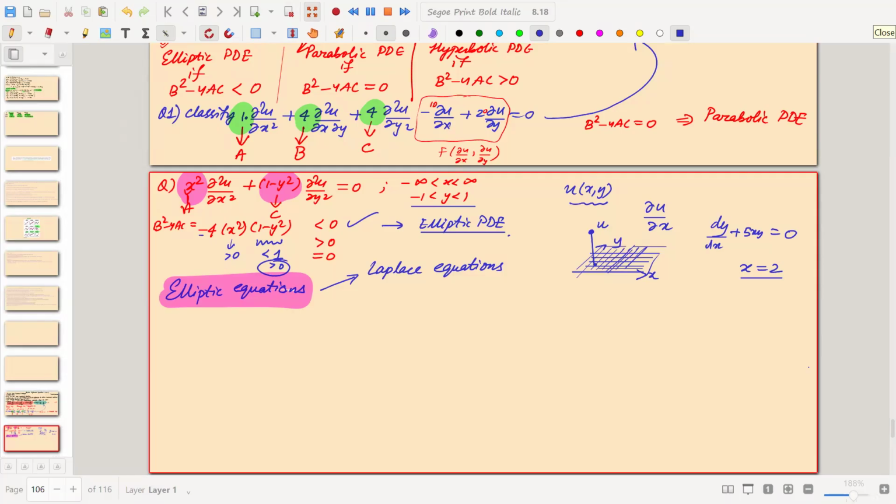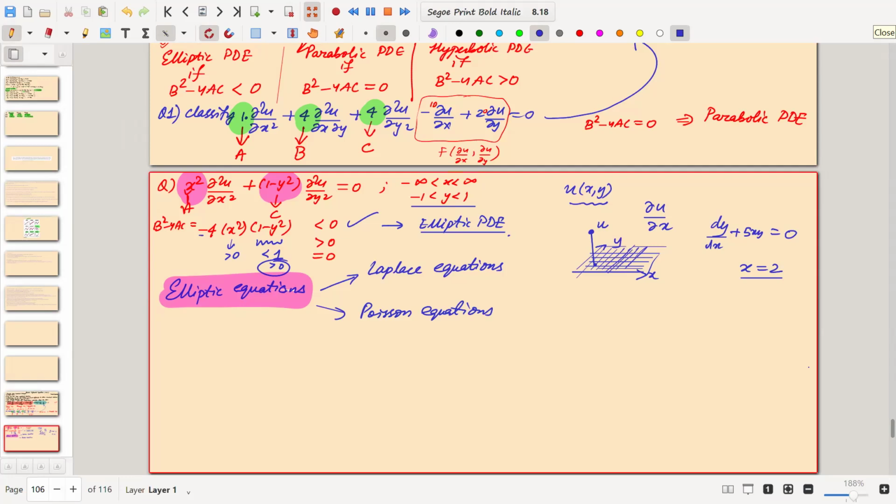So elliptic equations are of two famous types. Laplace equations you will see, and another is Poisson. However, we will look into the Laplace equation in this course. We will not look into the Poisson equations, but you can apply the same methods which we learned in the Laplace equation to the Poisson equations as well.